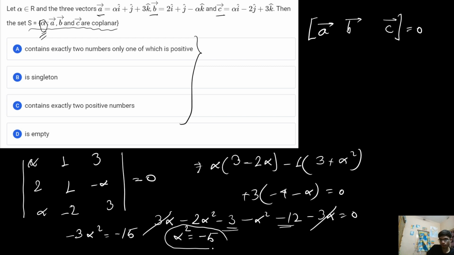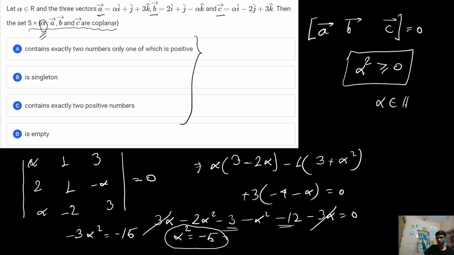Is there any real number for which this relation exists? We already know that for a real number the square is always a positive value, greater than or equal to 0. If alpha belongs to the real numbers, then its square will always be greater than or equal to 0. So this equation, alpha square equal to minus 5, has no roots.